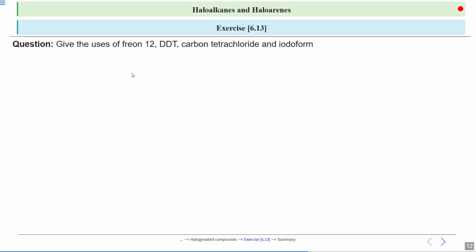Okay, let's solve exercise 6.13. The question is, give the uses of Freon 12, DDT, carbon tetrachloride and iodoform. So we are asked about the uses of 4 different molecules: Freon 12, DDT, carbon tetrachloride and iodoform. You have been given some time, try to analyze this question, and then we will see the correct answer.